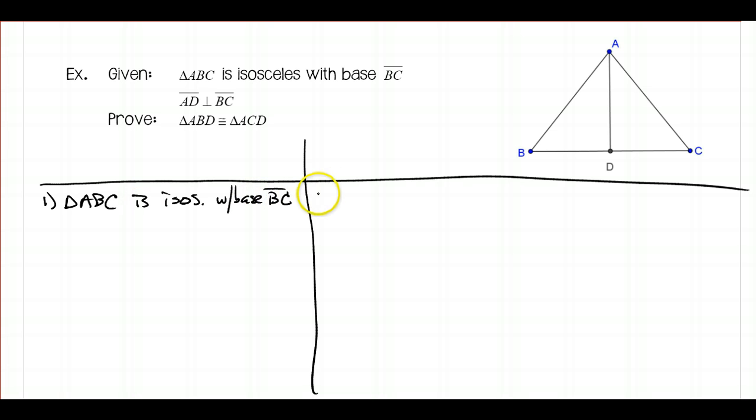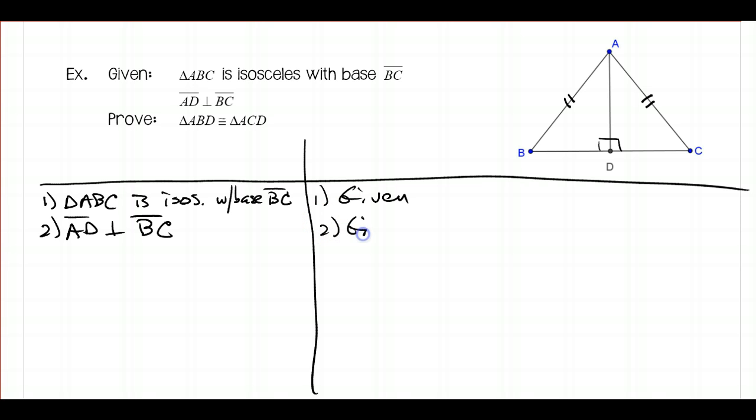Notice how we specify what the base is. Anytime you are given an isosceles triangle, you have to specify the base or specify the vertex angle so you know what the legs are and what the base angles are. You need to know what parts are what so you know which sides are congruent, which angles are congruent. And then I've got AD is perpendicular to BC. So we know that these are going to be right angles, and we want to prove that ABD is congruent to ACD. So I know the triangle is isosceles, so I know that these legs are going to be congruent.